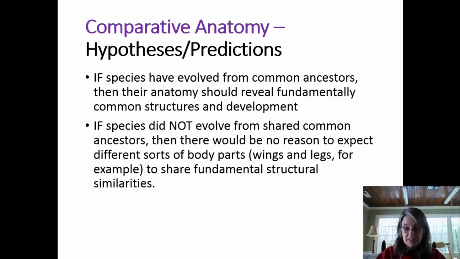But if a species did not evolve from a common ancestor, then there's no reason to expect that the different body parts they have, for example, wings and legs, would share any fundamental structural similarities. They're very different structures used for very different things.